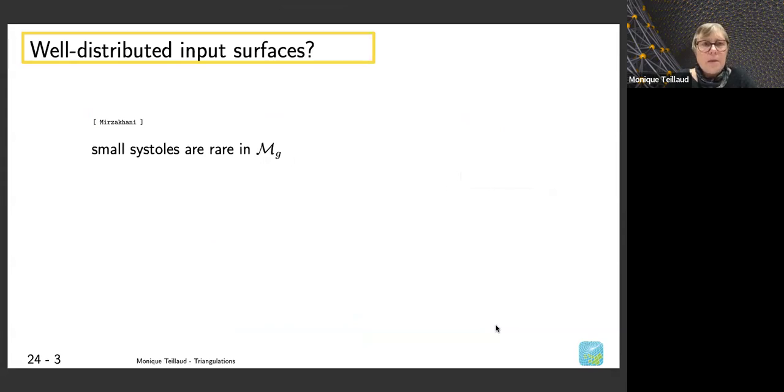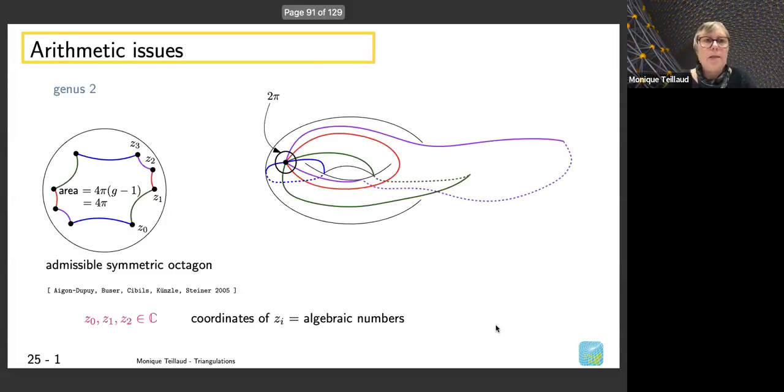Another remark is that Mirzakhani showed that in general, if you take a random surface, it has a large systole. It's not too thin. Okay, that's just a remark about the shape of the surfaces that we get. Then how can we compute? How can we generate surfaces knowing that?